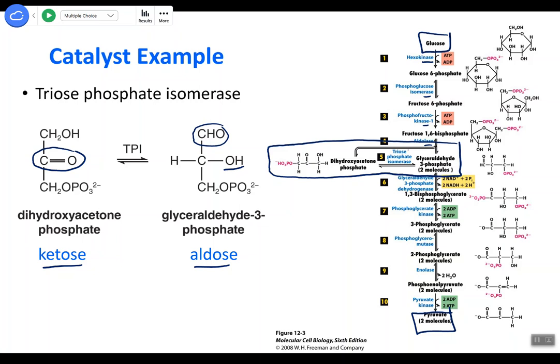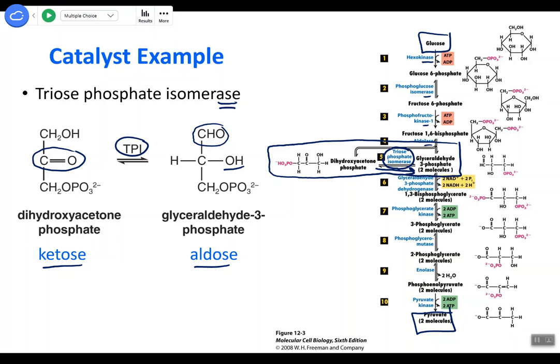So our bodies use this triose phosphate isomerase. See how it ends in ase? It's an enzyme. It catalyzes the reaction. This TPI enzyme catalyzes the reaction of the ketose back to the aldose so that it can continue on to make your pyruvate and produce energy for your body.